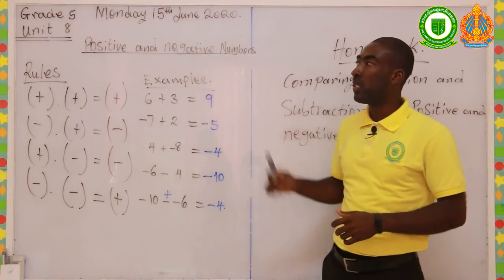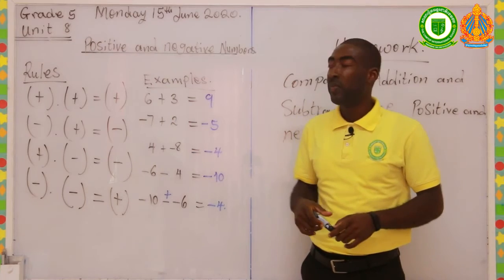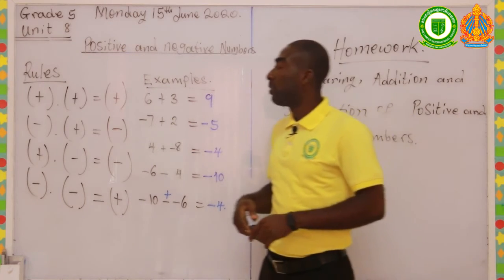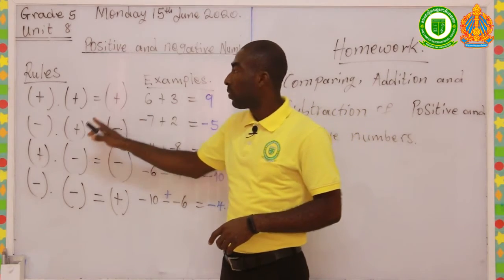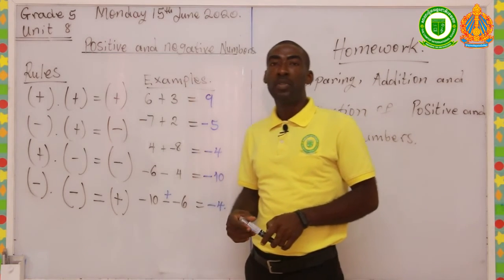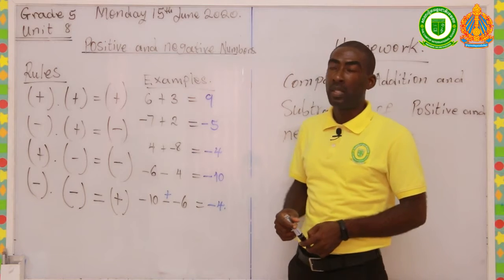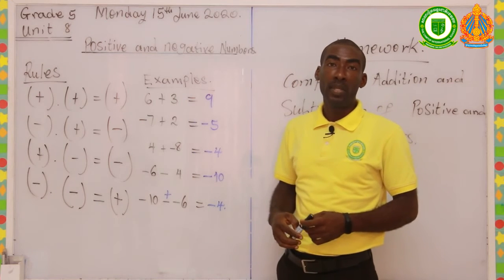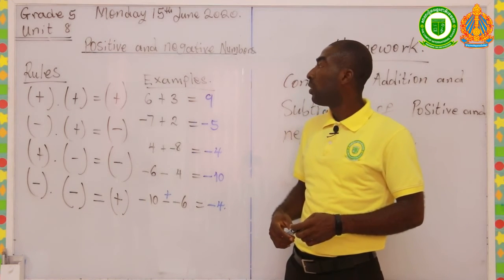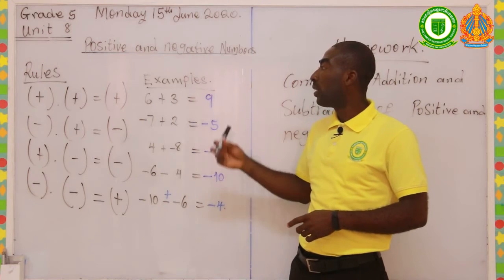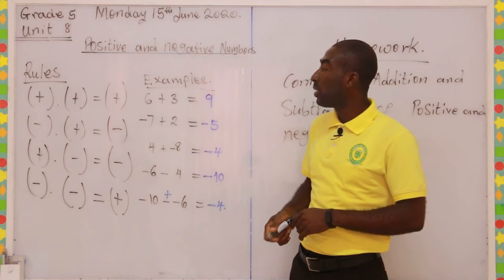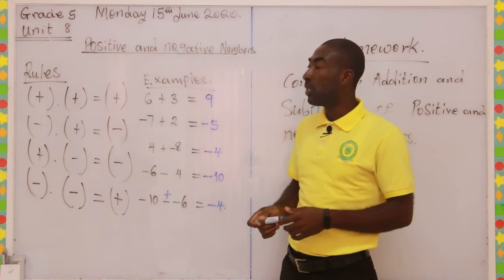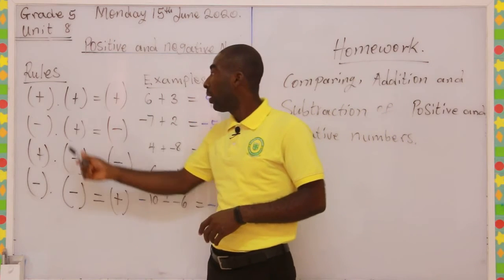The topic is positive and negative numbers from our previous lesson, Unit 8. Today we dealt with the 4 main rules that we can use to do subtraction and addition of positive and negative numbers, okay? And I'd like to take you through the rules again and how we can use them in operations so that you always keep them in mind, okay?